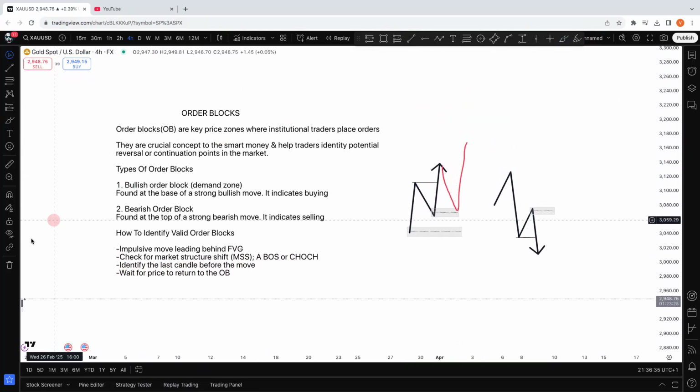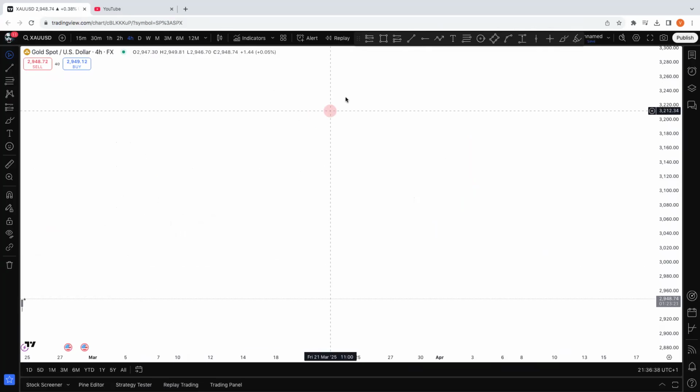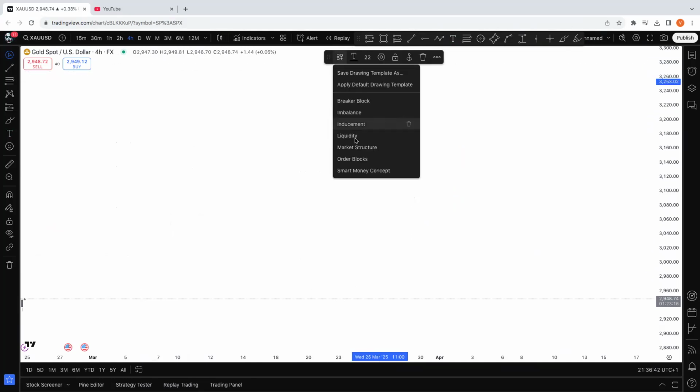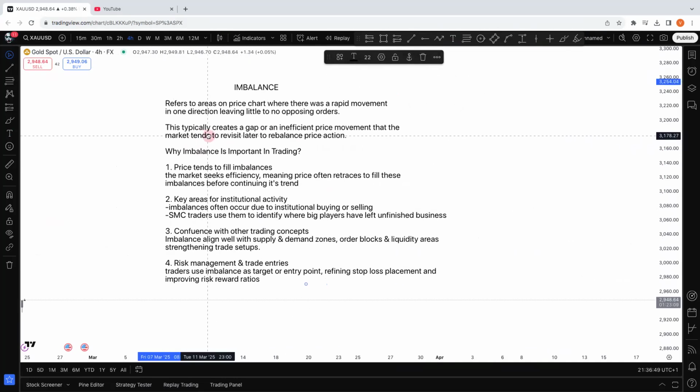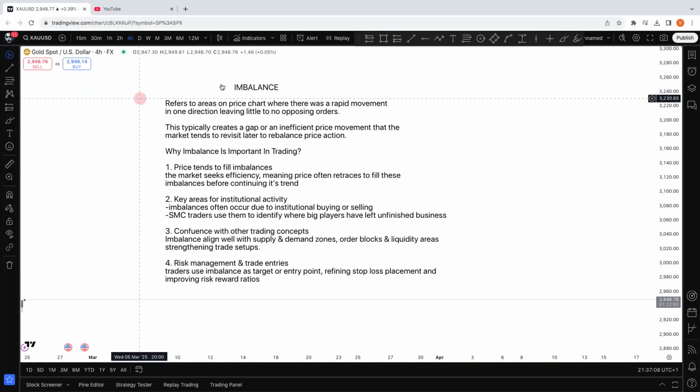So we'll look at chart examples of all I just described. Let's quickly go to the next concept, which is the imbalance. Imbalance is a very, very important concept as well. Imbalance refers to areas on the price chart where there was a rapid movement in one direction, leaving little to no opposing orders. When price creates imbalance, it doesn't give room to the opposing party.